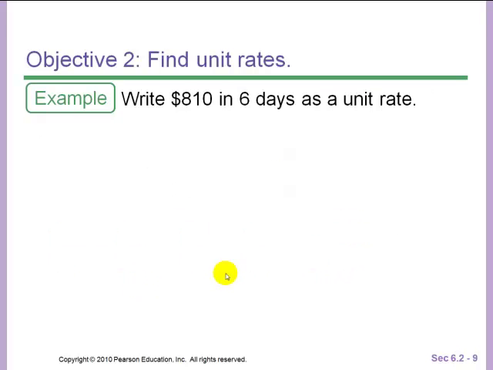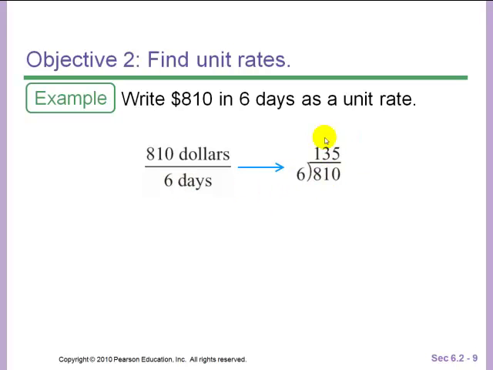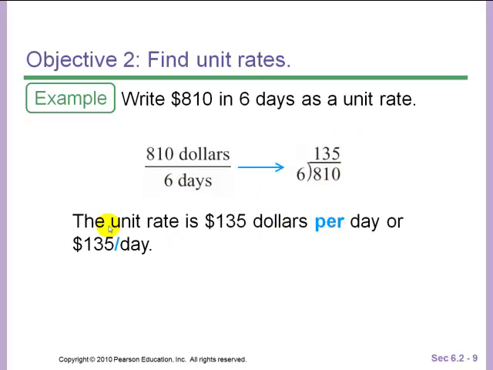That would be fine. Write $810 in 6 days as a unit rate. So we have $810 over 6 days. Do the long division. In this case, we get a whole number. And so the unit rate is $135 per day, or $135/day. Again, the slash and the per mean the same thing.